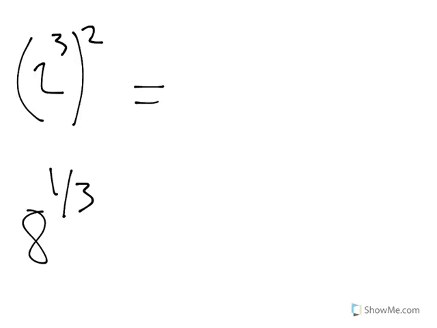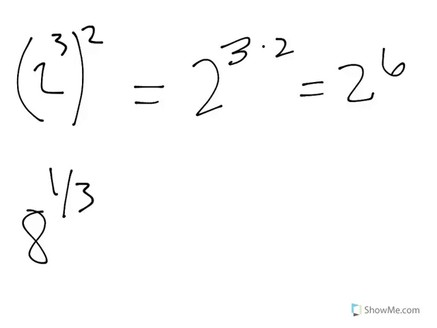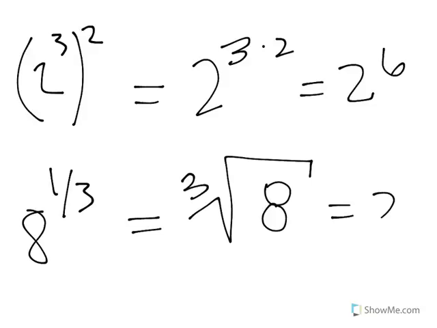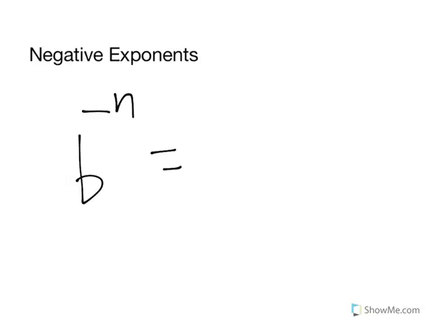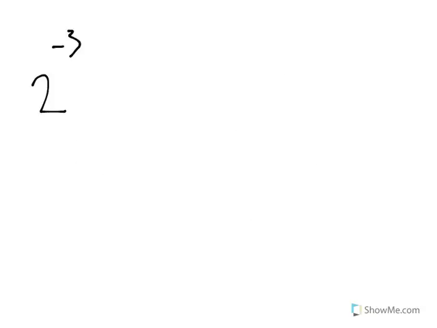So, when we have 2 to the 3, all to the 2, it's the same thing as 2 to the 3 times 2, which equals 2 to the 6th. Now, 8 to the 1/3 would look something like this, the cube root of 8, which is the same thing as 2. The negative exponent rule applies when a base is raised to a negative power. It is the same as 1 over the positive power, so 1 over b to the n. Let's do an example. If we have 2 to the negative 3, that is the same thing as 1 over 2 cubed.